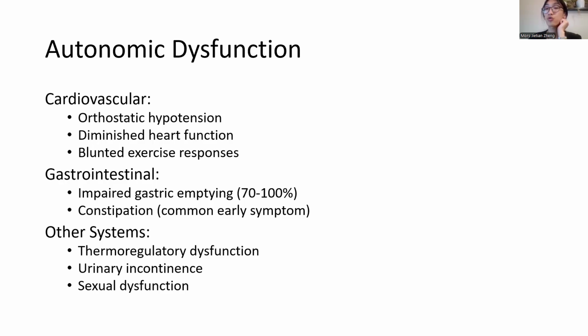Gastrointestinal problems are extremely common, with impaired gastric emptying occurring in 70 to 100% of patients. Constipation is often one of the earliest symptoms. Other autonomic issues include thermoregulatory dysfunction with excessive sweating and abnormal temperature sensations, urinary incontinence with frequency and urgency, and sexual dysfunction affecting both men and women.